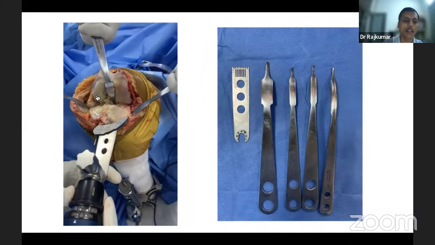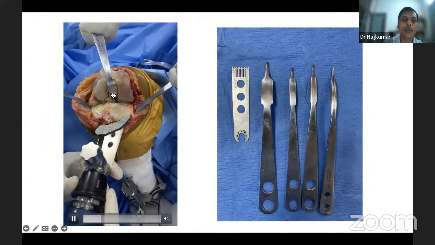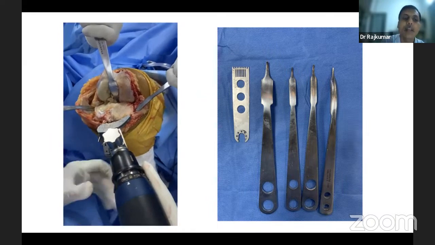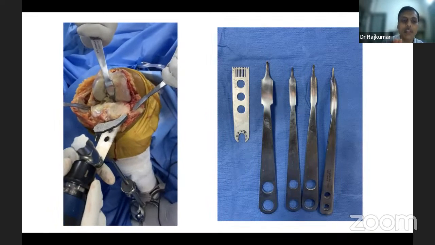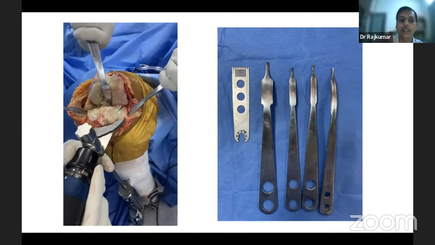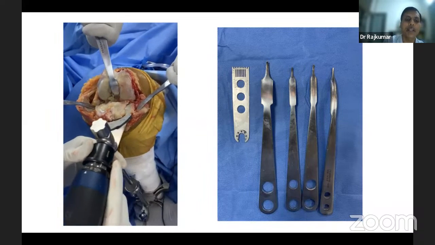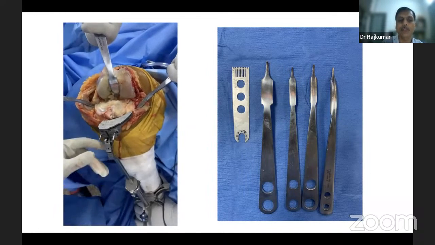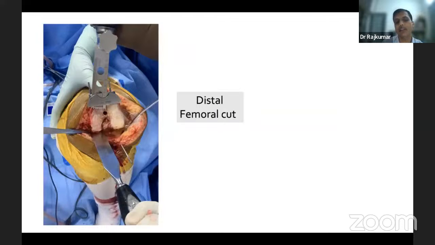This is how it has to be protected. Always use small Hohmanns like this, and then a bigger Hohmann like that. Why a bigger Hohmann? A bigger Hohmann and a bigger blade will prevent the blade from going further into the vascular area. So I always use a bigger blade and a bigger Hohmann in the initial cut. Whenever you take the cut, always try to feel the patellar tendon in between, so that you know exactly where the patellar tendon is. Once you have done that cut, you know that the cut is complete, then you can be very sure that there is no injury.